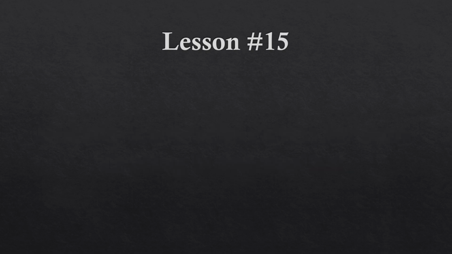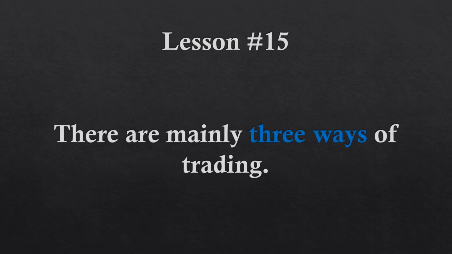Lesson number 15. There are mainly 3 ways of trading. There is speculation, arbitrage, and hedging. Speculation is when traders attempt to predict the future direction of price. Arbitrage is when traders attempt to explore the relation or difference between 2 or more markets. And hedging is when traders remove the directional element of speculation to explore other property of price like volatility, for example. Retail traders are primarily concerned with speculation, even though there are amazing opportunities to be explored in arbitrage and hedging.